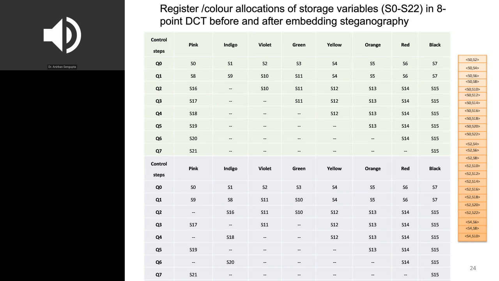However, for constraints such as S0, S8, they were both part of the pink register. But after we have done the local alterations, S0 and S8 are now assigned to the pink and indigo registers. So that is how we do the local alterations for accommodating the secret constraints in the colored interval graph stage.